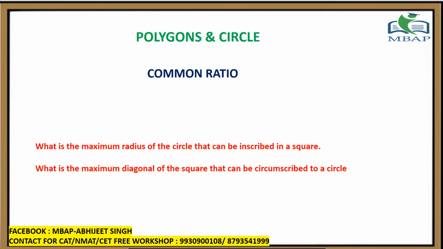Okay, so in this pattern of questions, what you can expect is a polygon in a circle. A typical question will look like this: what is the maximum radius of a circle that can be inscribed in a square, or what is the maximum diagonal of a square that can be circumscribed to a circle. In a simple way, what I can see is either a circle or a square, or a square in a circle, or a circle in a square. So a possible combination of circle and square is the matrix that we have to solve now.